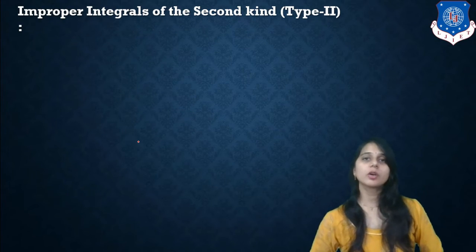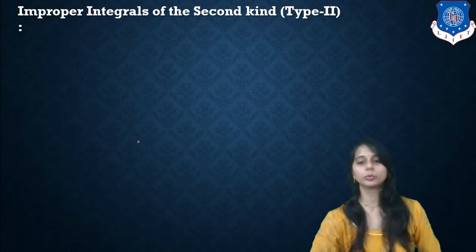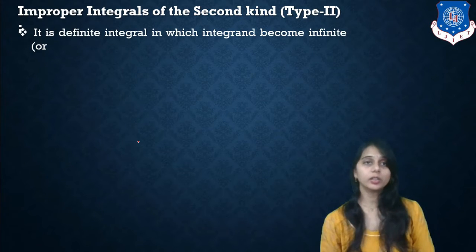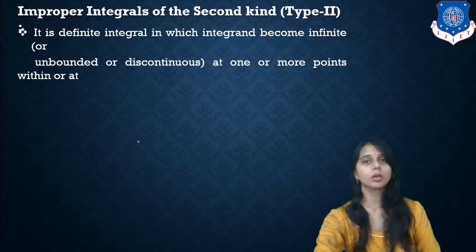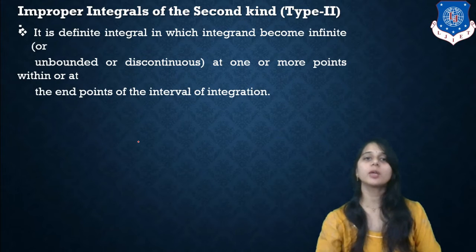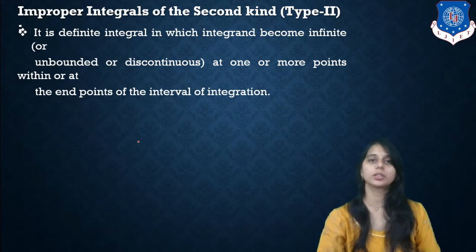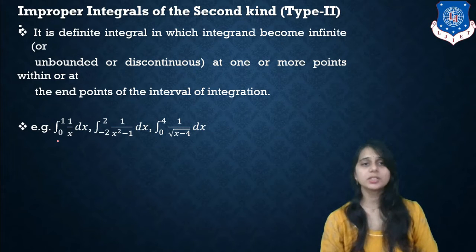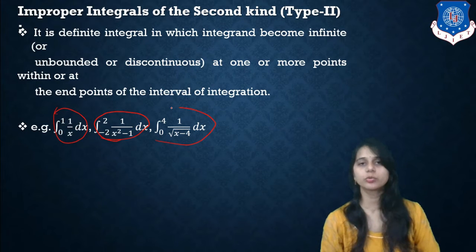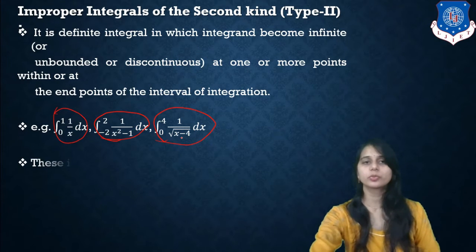Now, improper integral of the second kind, type 2. It is a finite integral in which the integrand becomes infinite, unbounded or discontinuous at one or more points within or at the end points of the interval of integration. Now we are taking examples: integral from 0 to 1 of 1 upon x dx, integral from -2 to 2 of 1 upon x square minus 1 dx, and integral from 0 to 4 of 1 upon under root x minus 4 dx.